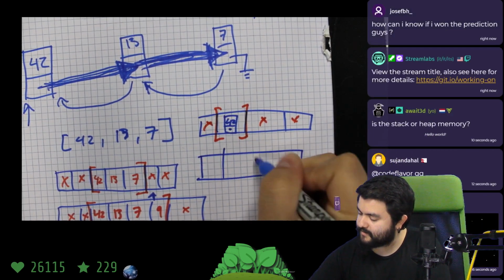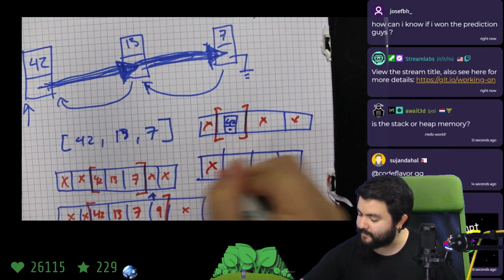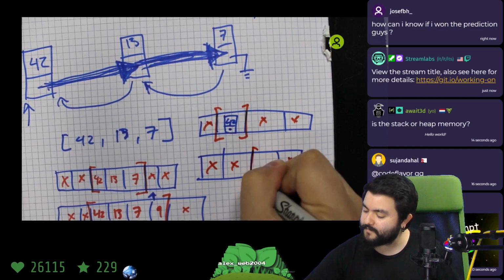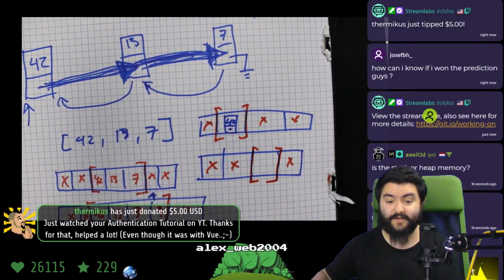Let's say all this is taken up. But, oh, I found one. That's where I'm going to put this node with the value 13.